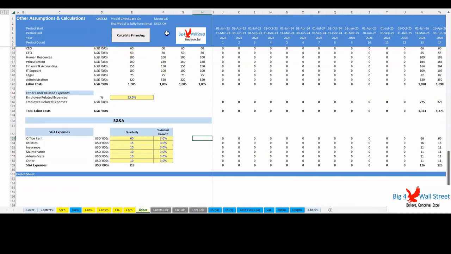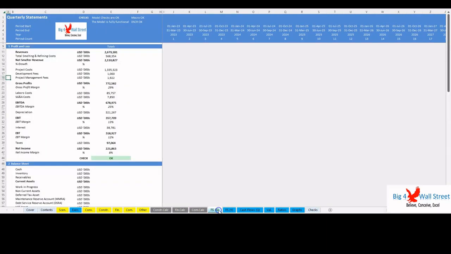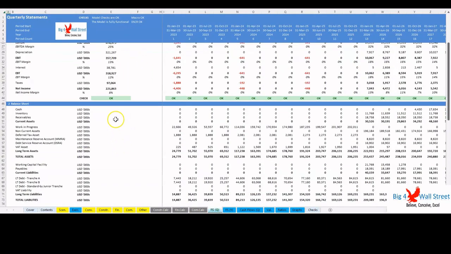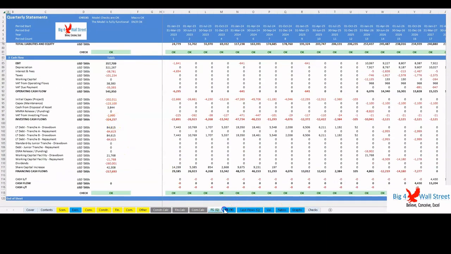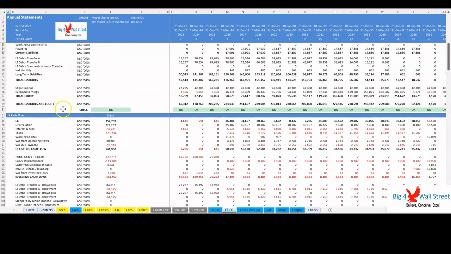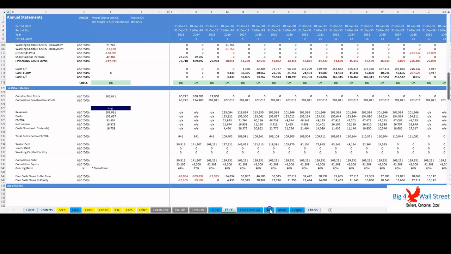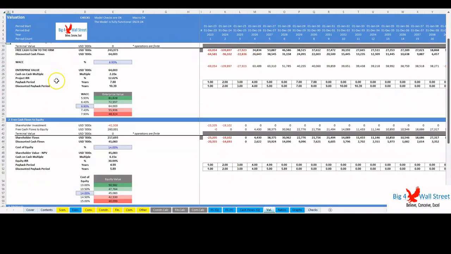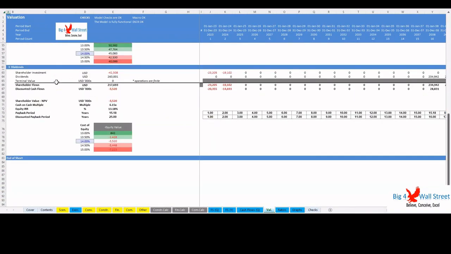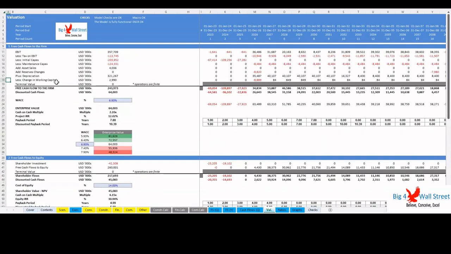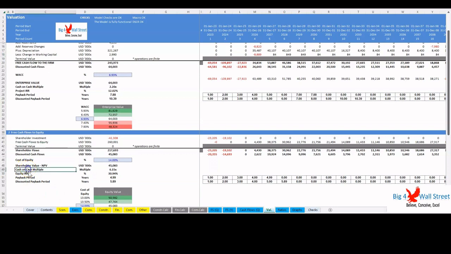Financial Statement tabs. Everything is aggregated here into the relevant statements: profit and loss, balance sheet and cash flow, both on a quarterly and annual basis. The valuation is performed on an annual basis, by using the free cash flows to the firm, free cash flows to equity, and dividends discount method. In this tab are calculated the enterprise value, net present value, the cash-on-cash multiple, the internal rate of return, and payback period.